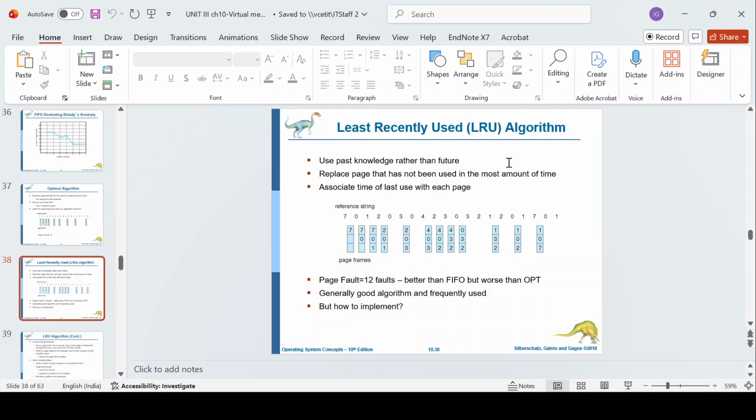Another one is the least recently used algorithm. For least recently used, we need to know the past history. Replace the page that has not been used for the most amount of time.